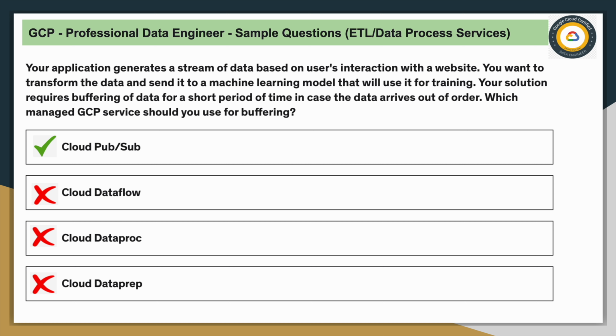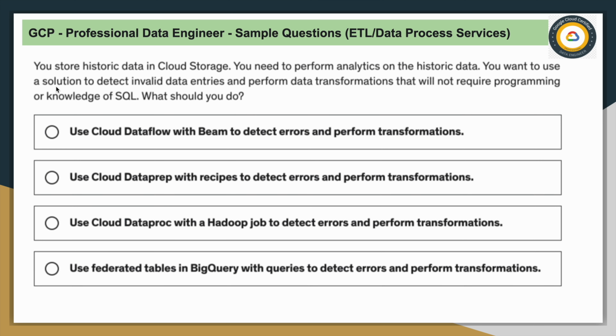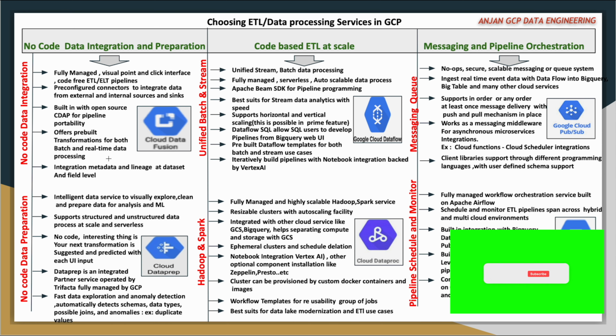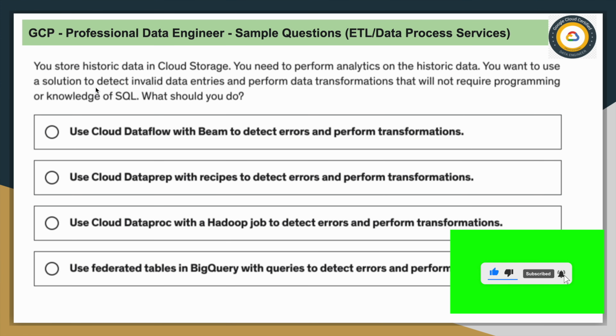Okay, now we'll move on to the next question. You store historic data in Cloud Storage. You need to perform analytics on the historic data. You want to use a solution to detect invalid data entries and perform data transformation that will not require programming or knowledge of SQL. What should you do? Here, a couple of requirements: they don't want any programming language to code your pipelines, right? So in such use cases, definitely you should consider one of these services, because these two services don't require any coding knowledge.